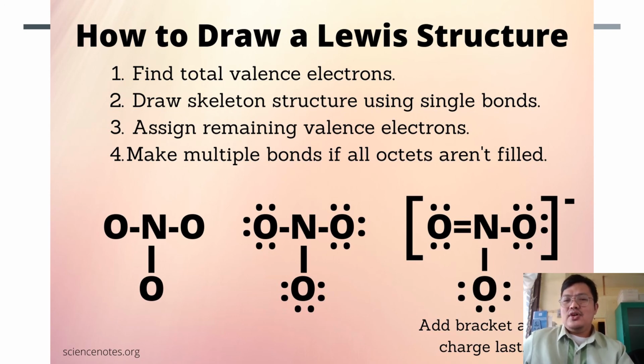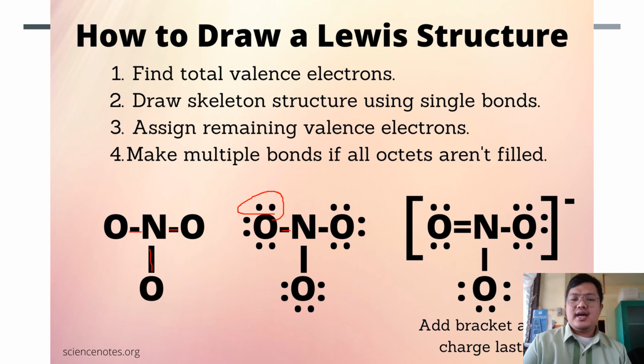Okay, number 2, draw a skeleton structure using single bonds. Ayan, ito yung example ng skeleton kasi nakipag-bond yung oxygen sa nitrogen. Ayan pa, and then ayan pa. Parang kinonect lang. And then number 3, assign remaining valence electrons. Halimbawa, yung oxygen, meron kasi siyang 7 valence electrons. Isa lang yung nakipag-bond sa nitrogen. Meaning to say, yung iba, lahat siya lone pairs. Ayan, 1, 2, and then 3.